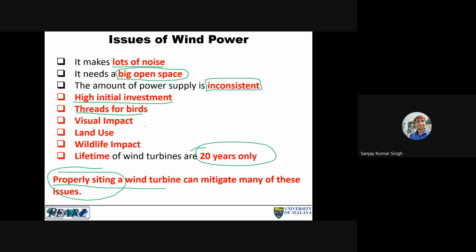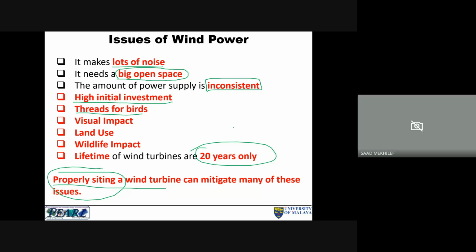Some NGOs, as you mentioned, talk about the threat to the birds and the noise. They say that it might impact the whole ecosystem. To what extent is this true, as per you, sir? Okay, I think yes, it may have some impact.